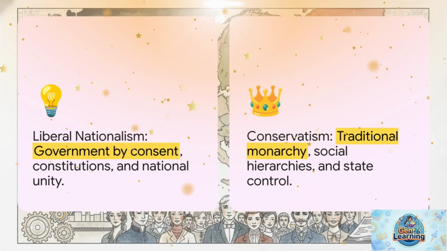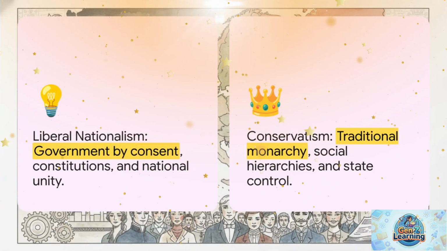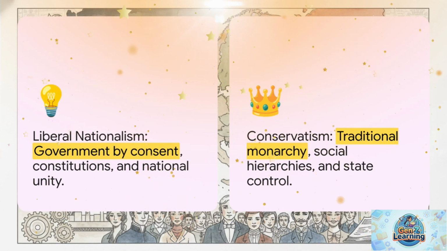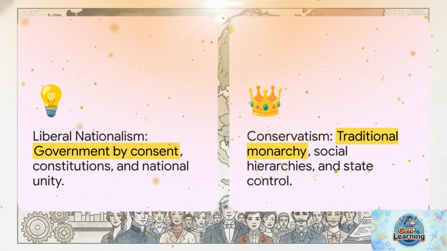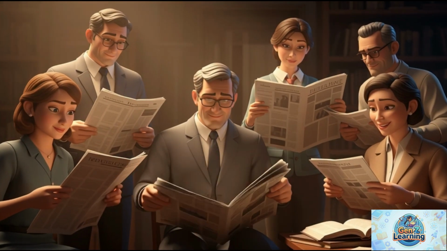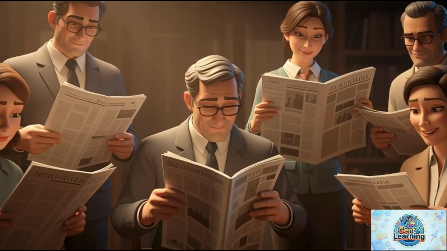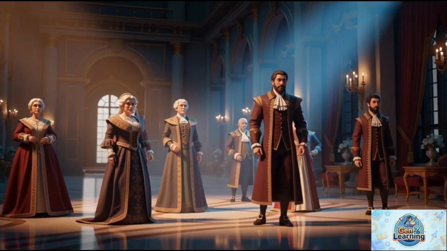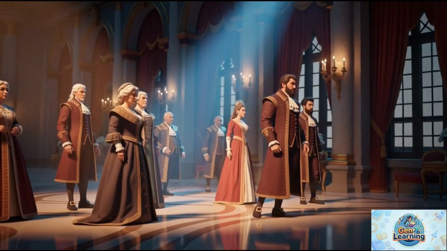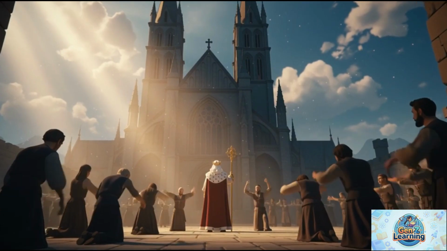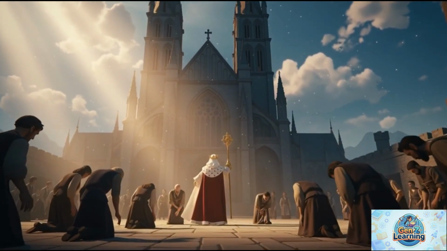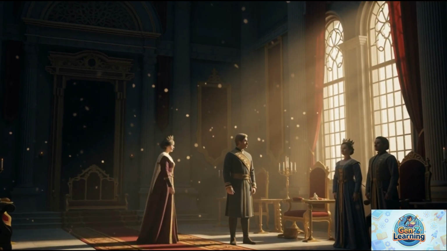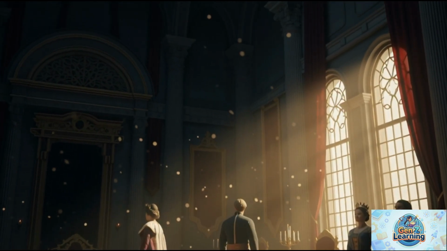And all of this set up the central political battle of the 19th century. On one side, you've got the liberal nationalists. Think of them as the rising, educated middle class. They wanted nations with governments chosen by the people, with constitutions, citizen rights, and a free press. And on the other side, you have the conservatives, the kings, the nobles, the rich. They wanted to keep things just the way they were: traditional monarchy, social hierarchies, and total state control. So how did the old guard react to all this? Well, they panicked and clamped down hard.